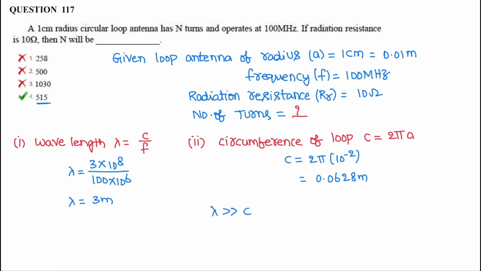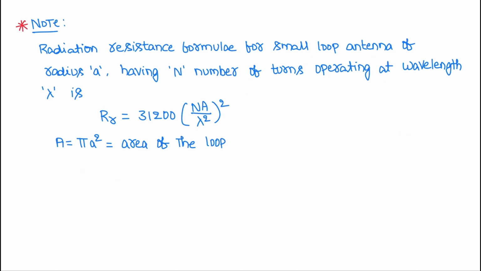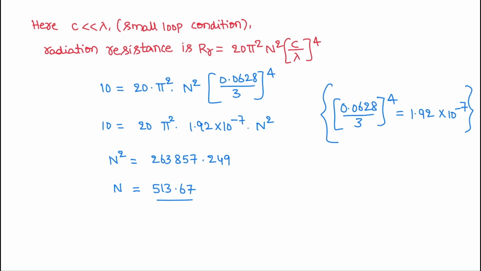First we need to calculate wavelength, then circumference. Then based on this wavelength and circumference, we need to identify whether it is a small loop antenna or large loop antenna. So here circumference is far less than wavelength. It is a small loop condition.